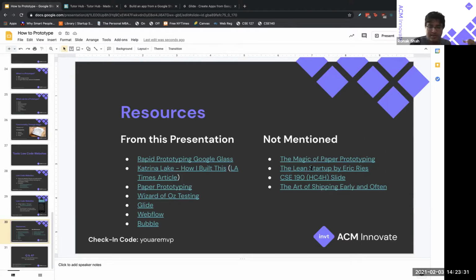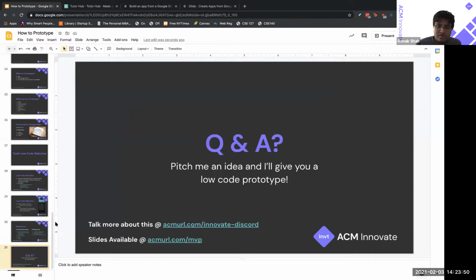A lot of the idea about MVPs and shipping early comes from this guy named Eric Ries. He started a company, I don't even know what it's called, basically like a virtual online world thing. I do not have a startup right now. Eric Ries's general idea was that you should ship early and iterate from there. If you have any questions, feel free to ask right now. And if you have any ideas, I can try to give you a low code prototype.